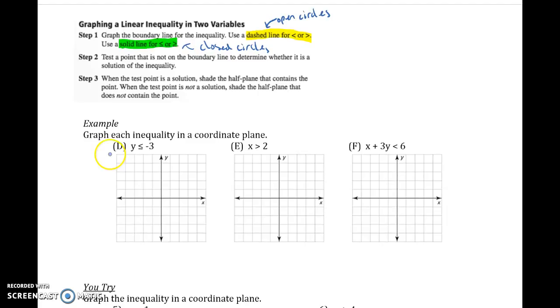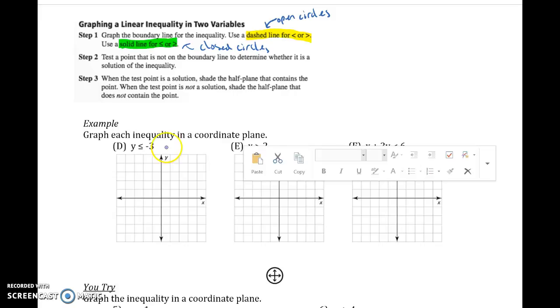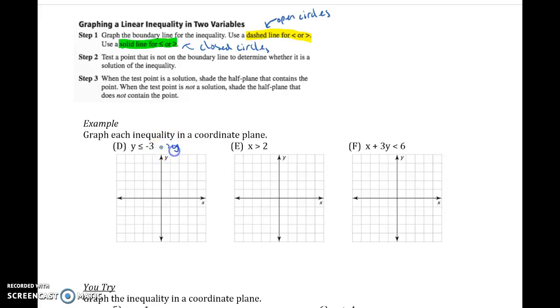Okay? So if I take a look at the problem in D, the first thing I do is I just imagine, well, what would this be as an equation? Well, this is basically y equals -3. So I know it should be a horizontal line at -3. So let me put in some values here. I'm going to go by ones.